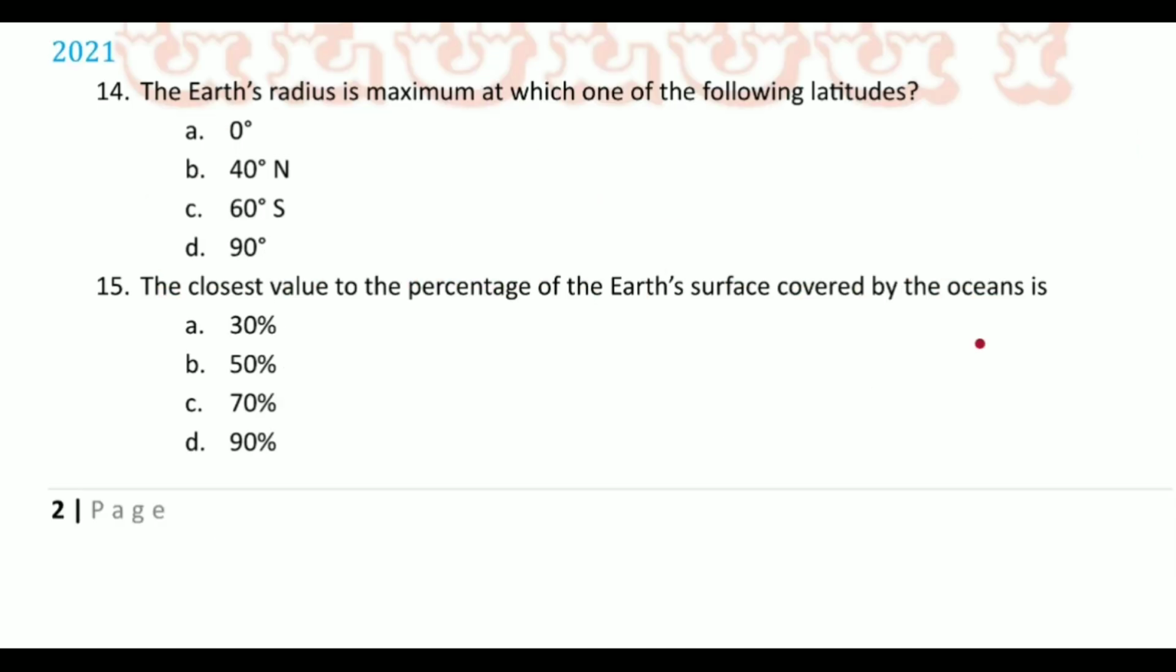The closest value to the percentage of Earth's surface covered by the ocean. We know 71% it is covered by ocean. So answer will be 70%.